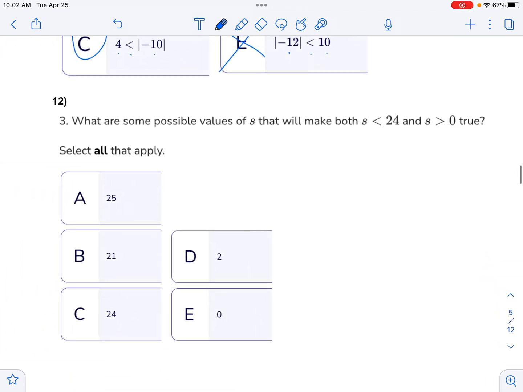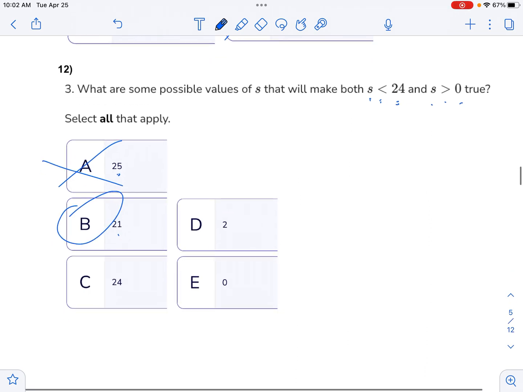What are some of the values of S? So I'm going to plug in 25 where S shows up. So is 25 less than 24? No. Let's try 21. Is 21 less than 24? Yes. Is 21 greater than 0? Yes. So it's true for both situations.